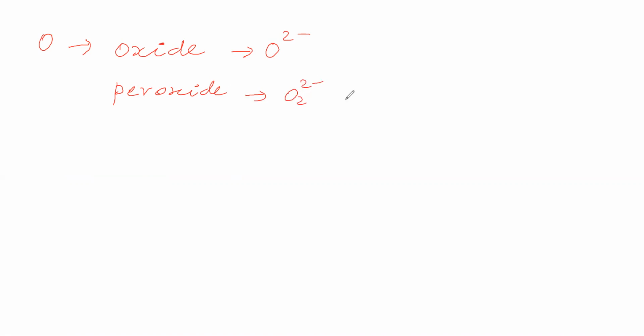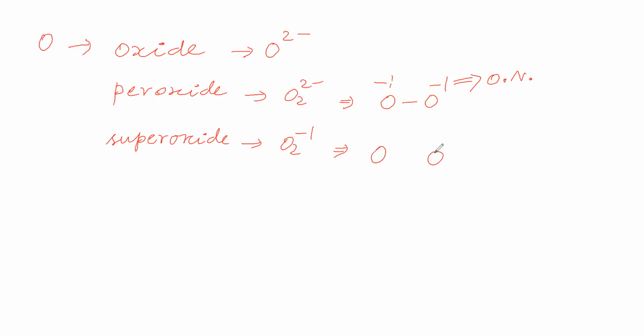Formula is O2 2-. O2 2- we can write it as O-1 single bond O-1. This -1 is called the oxidation number of oxygen in the peroxide. So in the peroxide, oxygen oxidation number is -1. Next possibility is superoxide. Superoxide formula is O2 -1. Now O2 -1 we will write as 2 oxygens like this.